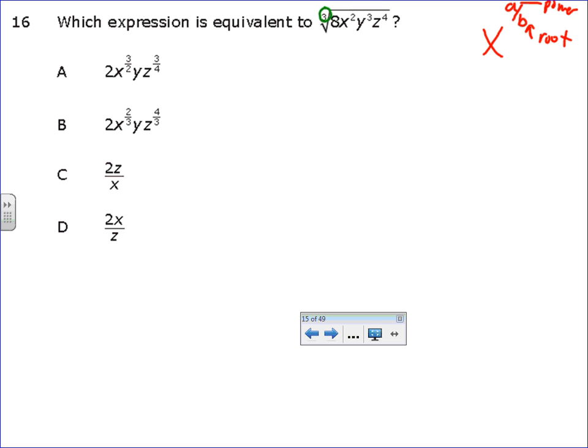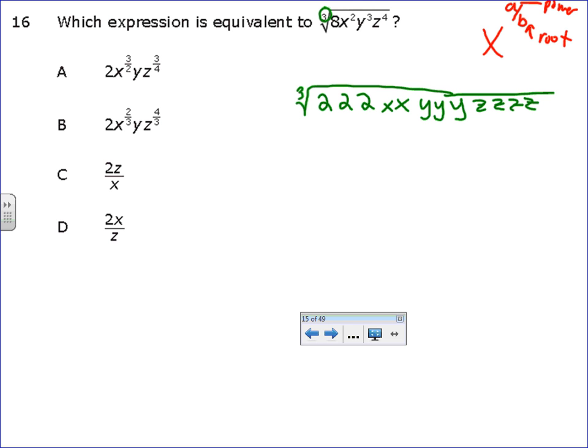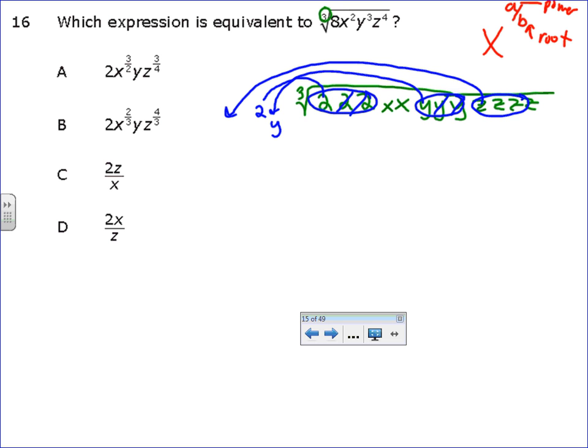I already know that 8 breaks into 2 times 2 times 2. I've got 2 x's, 3 y's, and 4 z's. It's the cube root, so it takes 3 people to break out. We said 1 lives, these die. X doesn't have enough. A y breaks out, these die. Z, these die. And I'm left with, it's kind of hard to see, but I still have 1 z left over.